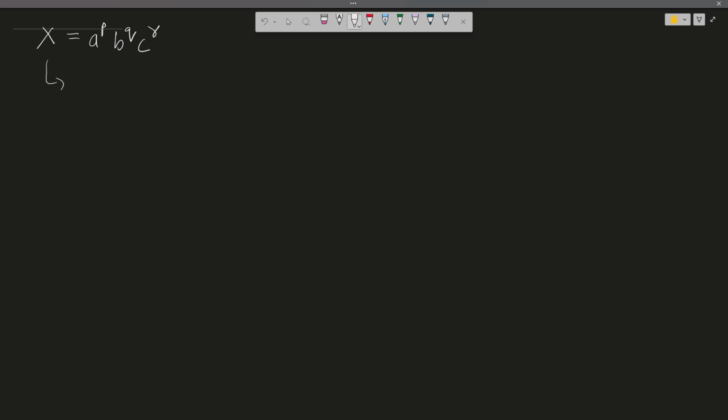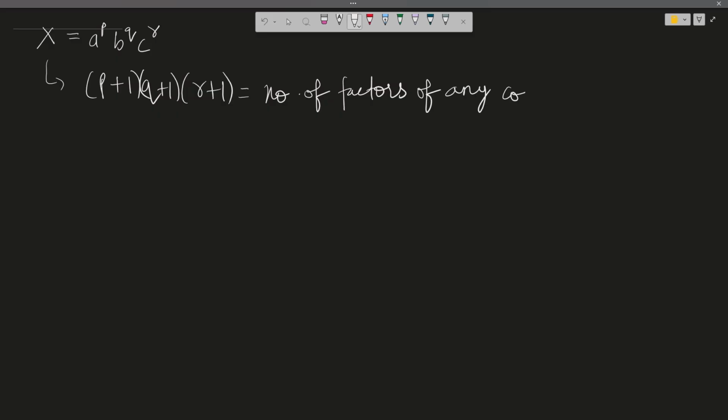So a very easy and very handy formula is that you take p plus 1 multiplied by q plus 1 multiplied by r plus 1. This is the formula for calculating the number of factors of any composite number.